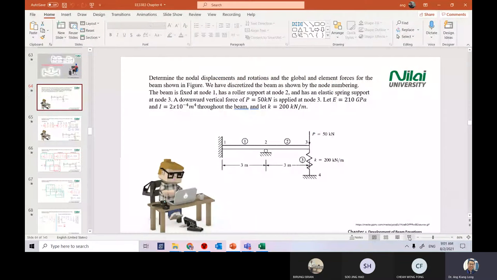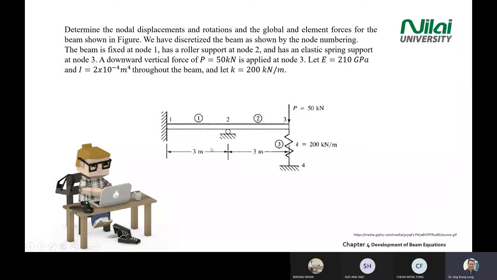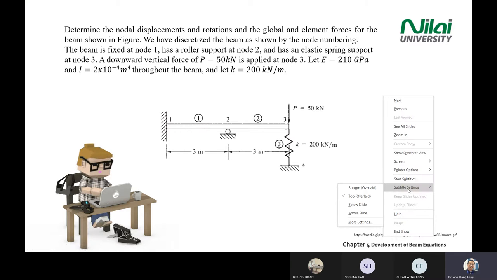Now let's look at this example. In this example, you have three elements here. You have a beam and a spring, and you have points 0.1, 0.2, 0.3, 0.4. So you have three elements.